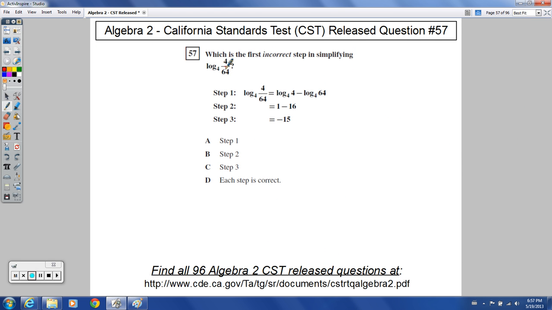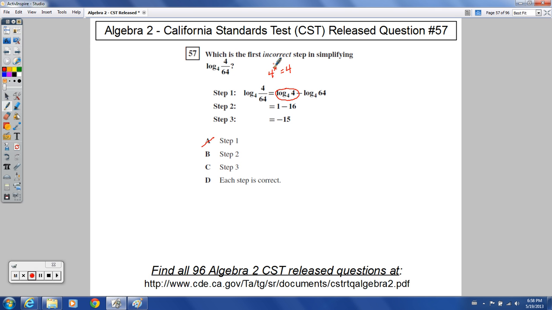And so we have, this looks like the correct first step. We have log base 4 of 4 over 64 is log base 4 of 4 minus log base 4 of 64. So is that an incorrect step? No, I'd say that's totally good. That's good to go.